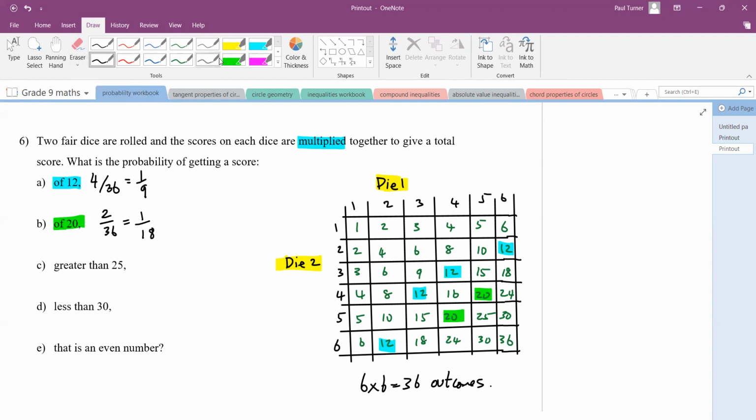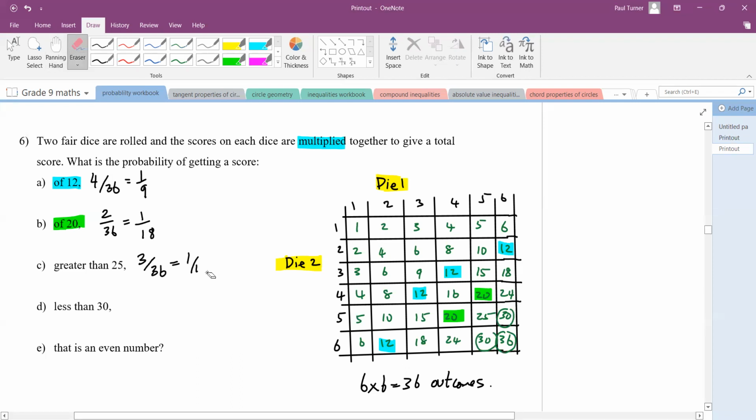So what about greater than 25? So which numbers are more than 25? 1, 2, 3. There are only 3 numbers that are greater than 25, the ones that I've circled. So 30 and 36. So that would be 3 out of 36, which is 1 out of 12. Like that. 1 out of 12, better.